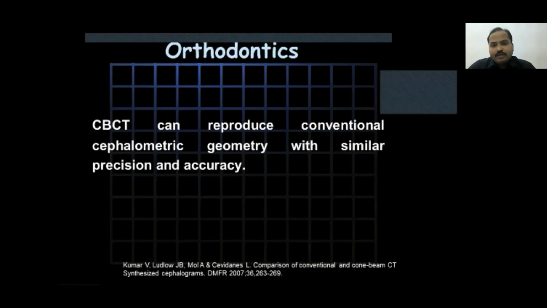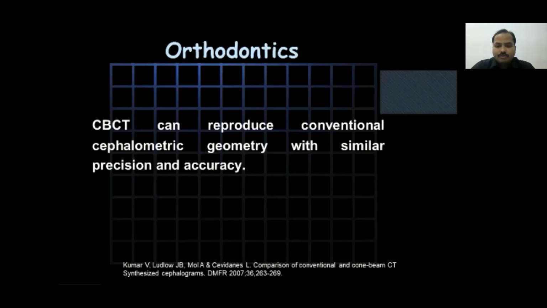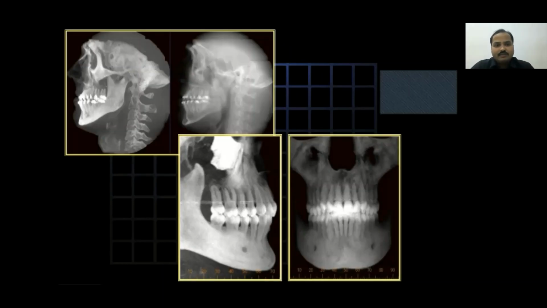In case of orthodontics, we can reproduce the conventional cephalometric radiographs with a similar precision and accuracy by CBCT also. So this machine can also be utilized for orthodontic purposes. These images you can see over here.